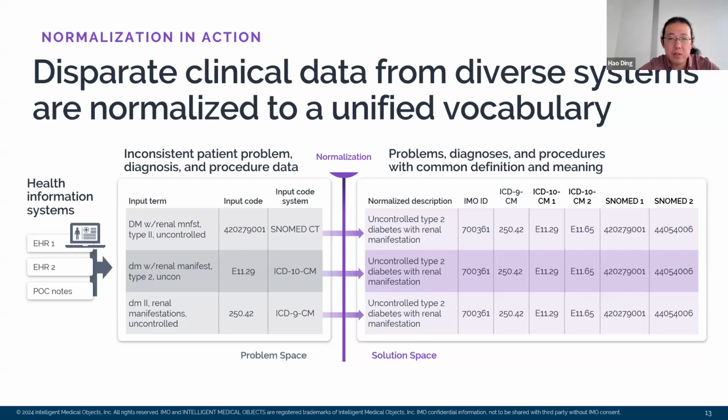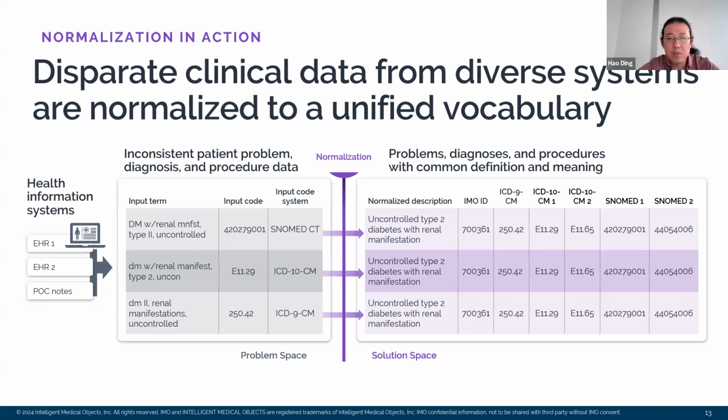Now let's pass these different terms and codes through our normalize engine. These disparate data elements will then be normalized to a common definition and meaning, which is the uncontrolled type 2 diabetes with renal manifestation in IMO lexicons for this example. And this uniformity is then reflected across different coding systems, be it ICD-9, ICD-10, or SNOMED-CT.